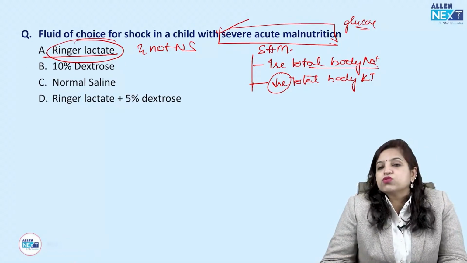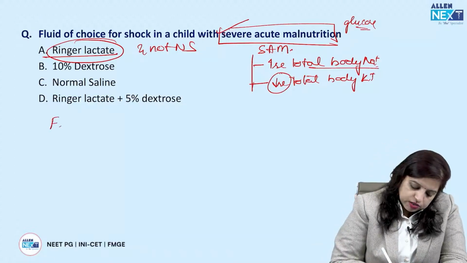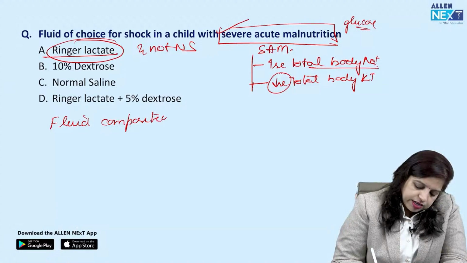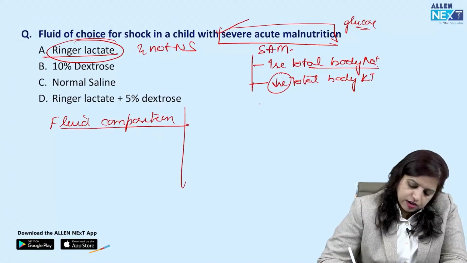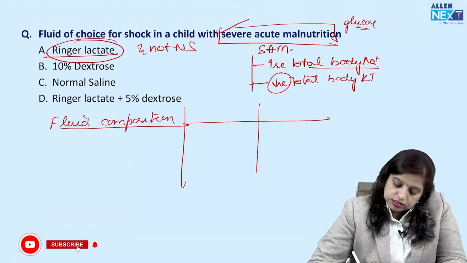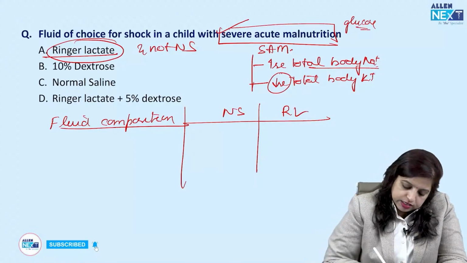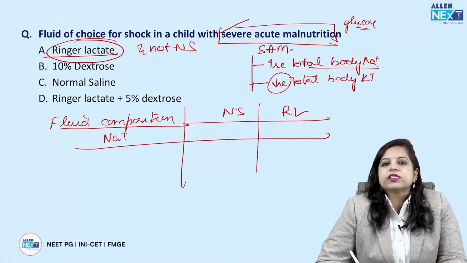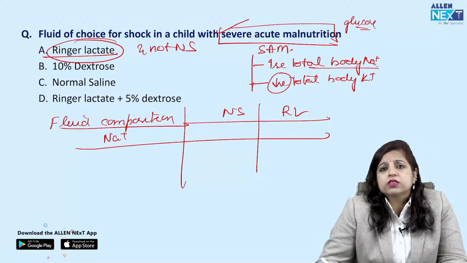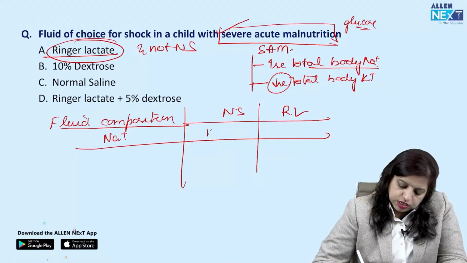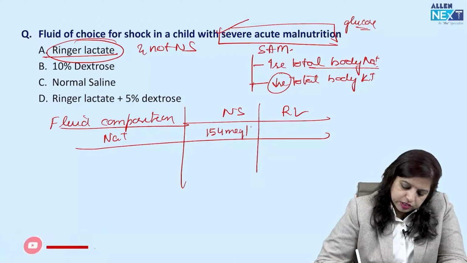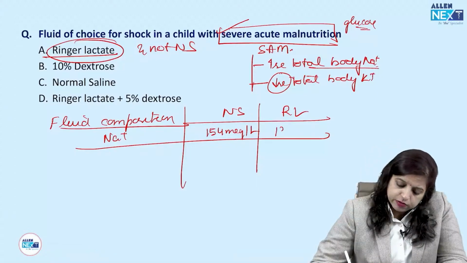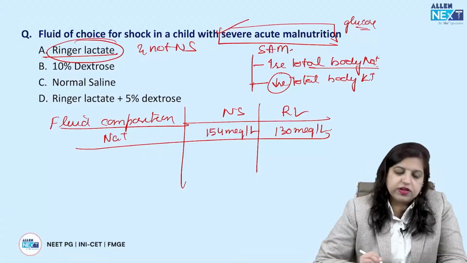So see, if we have to see the fluid composition, let us draw a comparative chart between Ringer lactate and normal saline, and then probably you will understand. So this is the normal saline, this is Ringer lactate. And if we have to write the sodium composition of normal saline, we all know this is 0.9%, so that means 154 milliequivalent per liter of sodium is found in normal saline. Ringer lactate, there will be 130 milliequivalent per liter, very importantly.